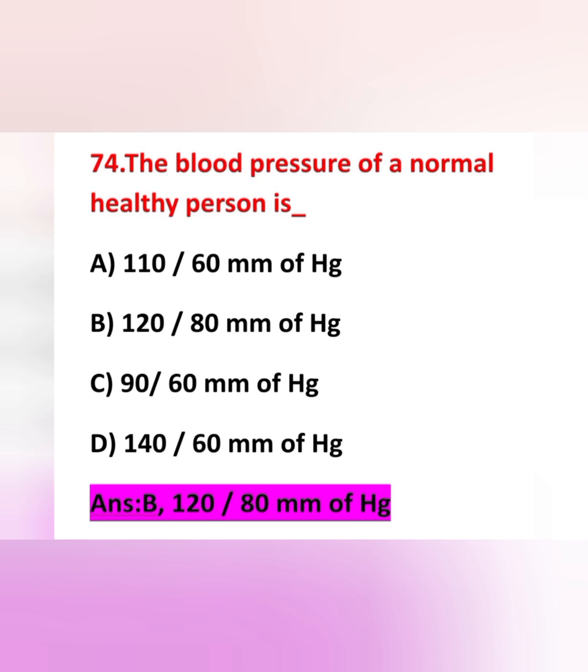If the blood pressure above 140 by 90 is considered as hypertension, and below 90 by 60 is considered as hypotension. Here our question is normal blood pressure is 120 by 80 mmHg, and the option B is the correct answer. And the next question, question number 75.